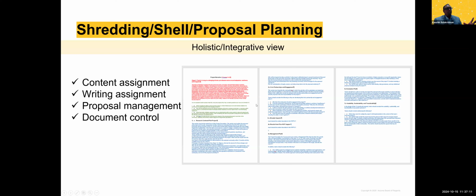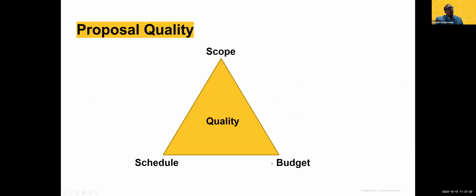So the goal of doing all this, and especially on a complex project when you have multiple partners, when you have multiple stakeholders, is to drive the writing assignments and make sure you're taking the different sections and assigning them to different people. And also think about the proposal management and document control. Again, the goal is to drive the proposal quality.